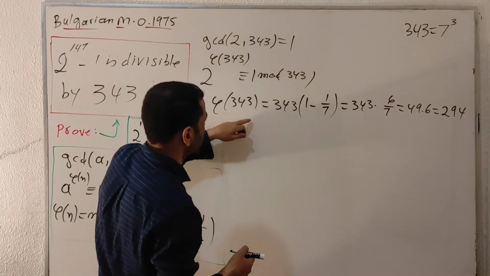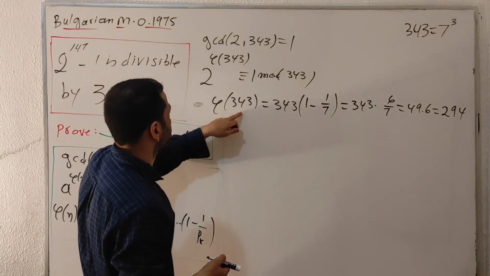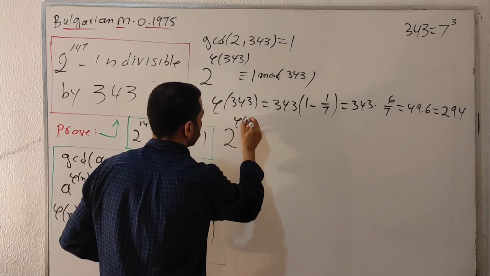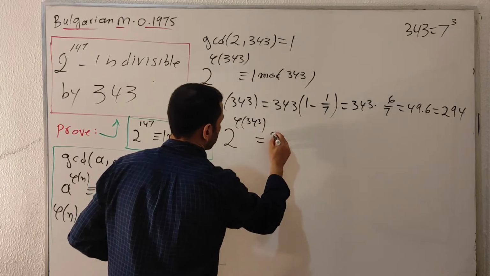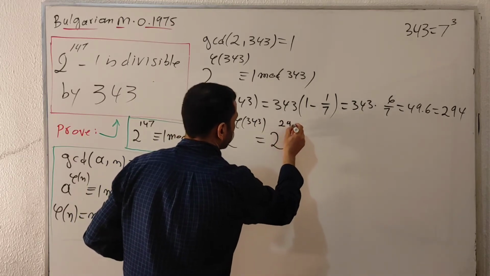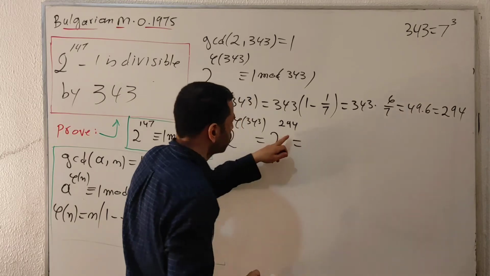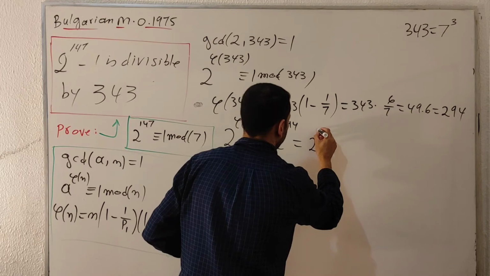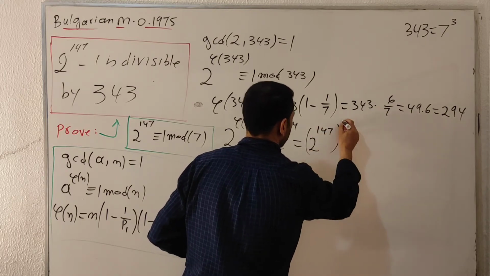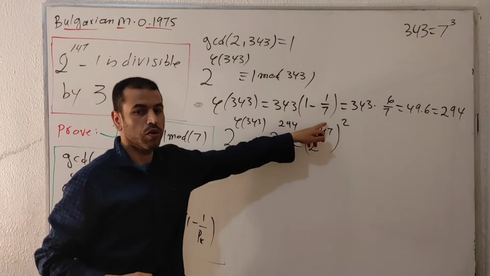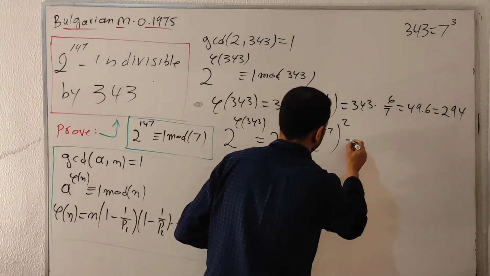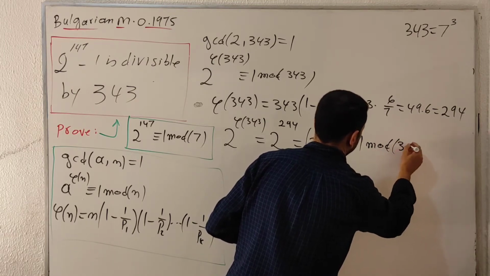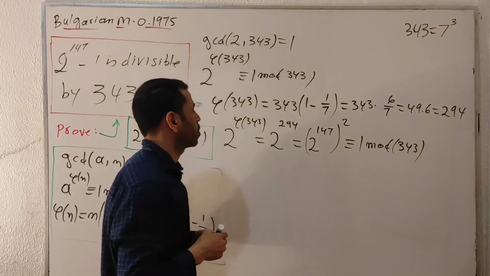Now I'm going to replace this value of phi of 343 here to see what it gives us. I will have 2 to the phi of 343, which equals 2^294. As we know, 294 is 147 times 2, so this is (2^147)^2, which is congruent to 1 mod 343 by applying Euler's Theorem.